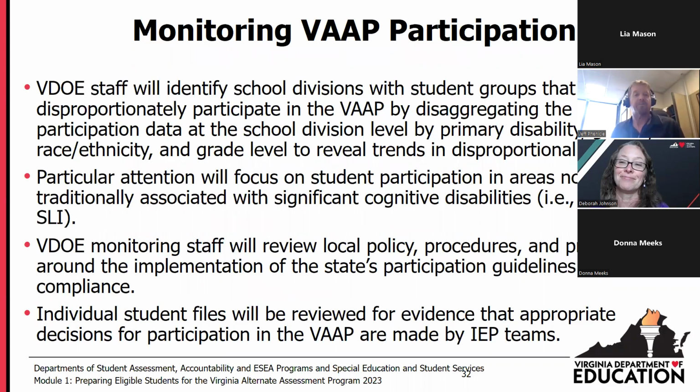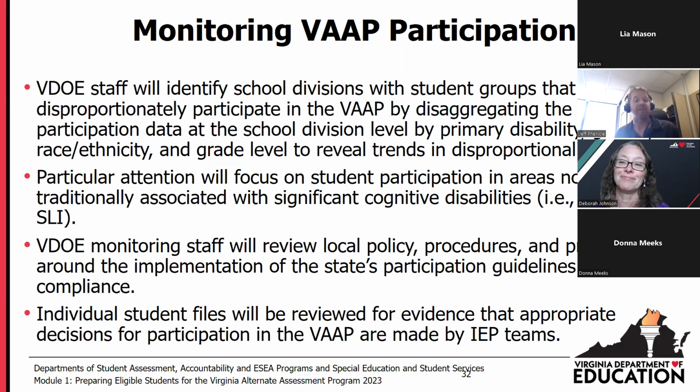We're also responsible for monitoring the VAAP participation rates. VDOE monitoring staff will identify school divisions with student groups that disproportionately participate in the VAAP by disaggregating the VAAP participation data at the school division level by primary disability, gender, race, ethnicity, and grade level to reveal any trends in disproportionality. Particular attention will focus on student participation in areas not traditionally associated with significant cognitive disabilities, such as other health impairments, learning disabilities, and speech language impairments.